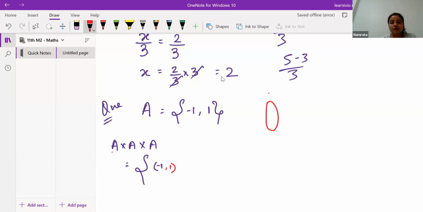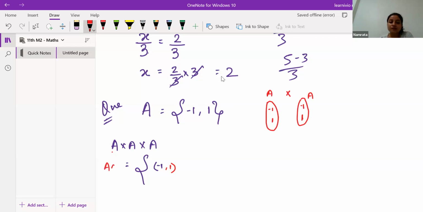Yeah, what? 1 and -1. Let me write A over there so that it can simplify the steps. A we are having -1, 1. Again, we are multiplying with A. Now tell me all the possible combinations.